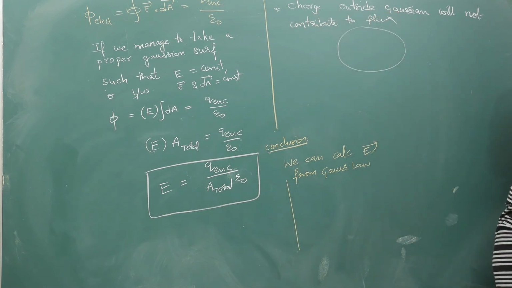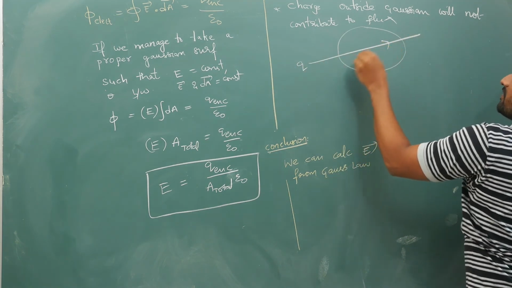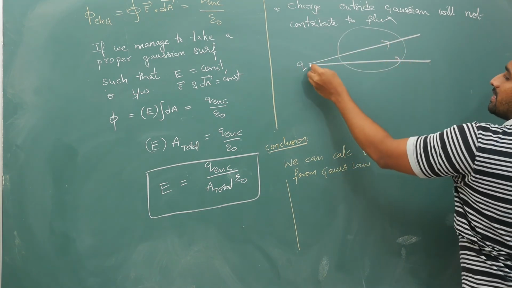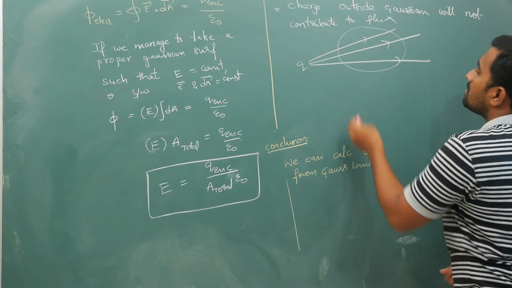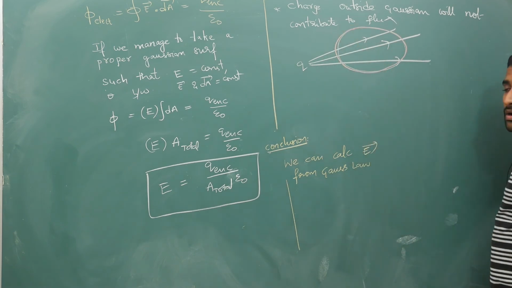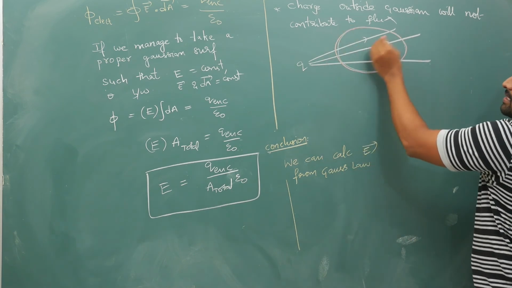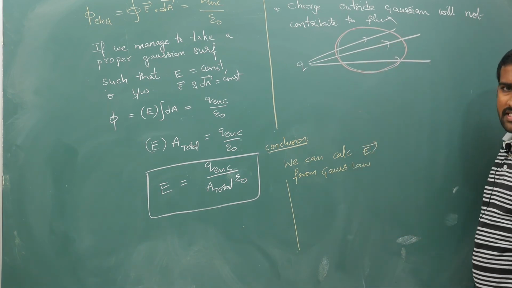So my point is, if you have a charge plus Q or minus Q, say it is plus Q, and let us say it is sending out some field lines like this. Now across this Gaussian surface that you are taking here, 3 lines have entered the Gaussian surface and 3 lines have exited out.